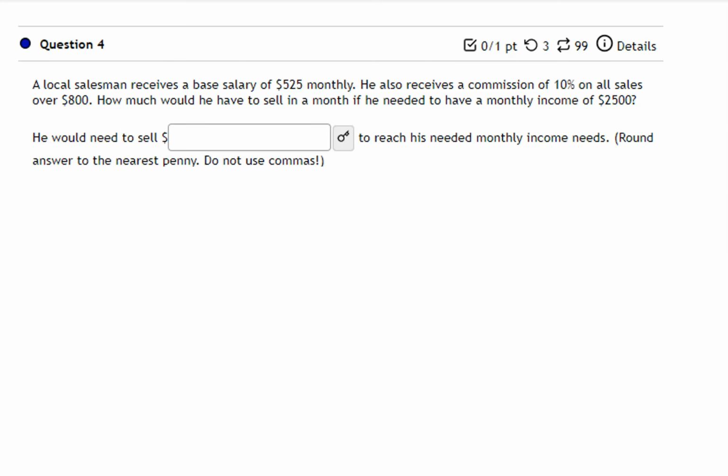So if you decide to work for a company and maybe you work for their sales department, companies like to incentivize or motivate their employees to sell more, and usually they get a percentage of whatever they make in sales. So in this particular example, they make 10% on all sales over $800.